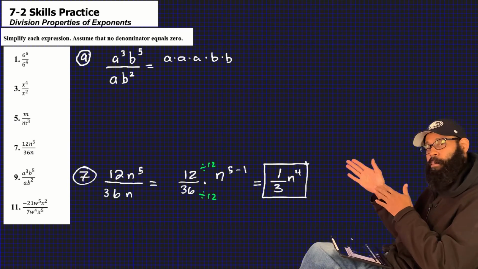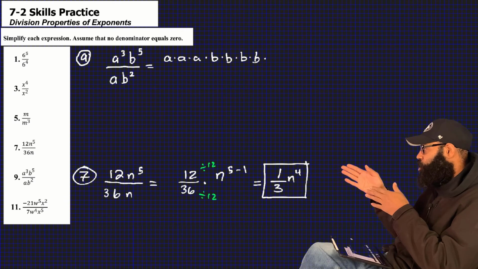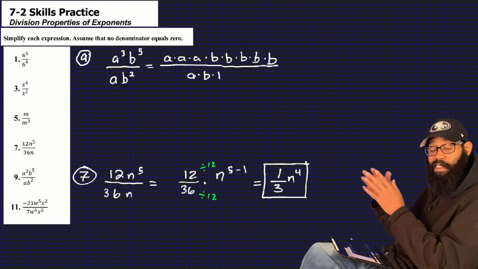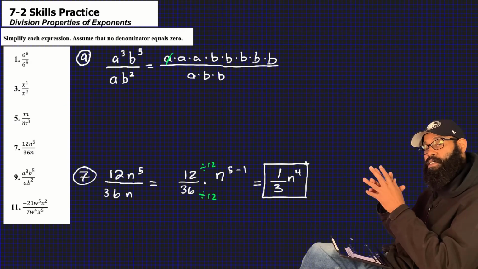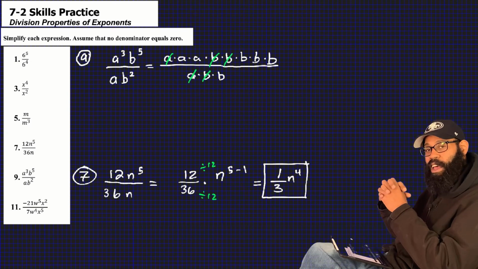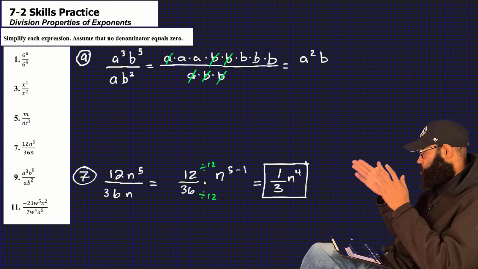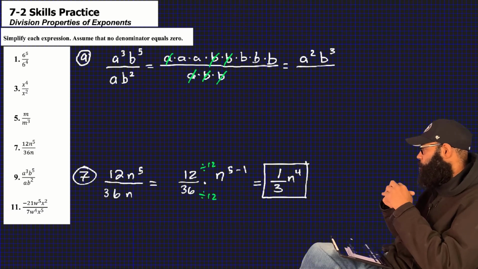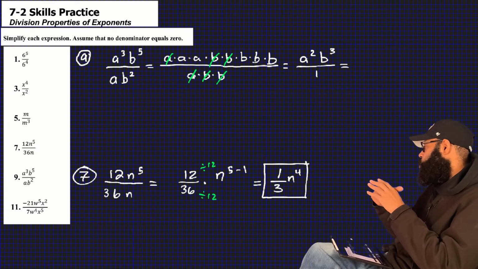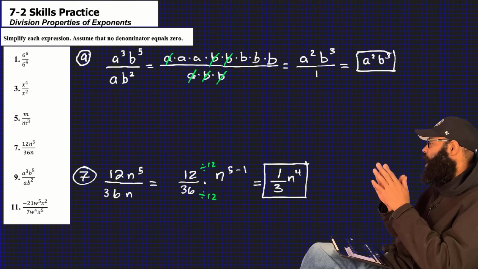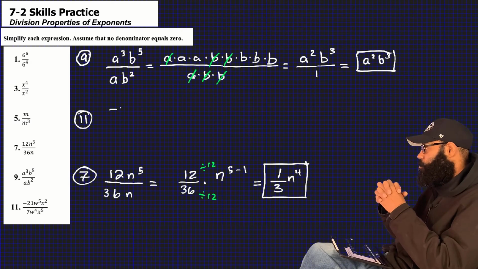So I call this the write-out method. Write out what you see. It has a cubed, b to the 5th. Well, show me 3 a's in the numerator and 5 b's in the numerator. Show me 1 a in the denominator and 2 b's. This is for those that may not understand what the rule is, guys. I'm showing how the rule works. Cancel. 3 minus 1 will be 2, because 1 on top, 1 on bottom. And of course, 5 minus 2 would be 3. No need to have that 1, just leave it as a squared b to the 3rd. So you don't see me writing the rule, you don't see subtraction of exponents, you just see me writing it out. So for 11, same thing.